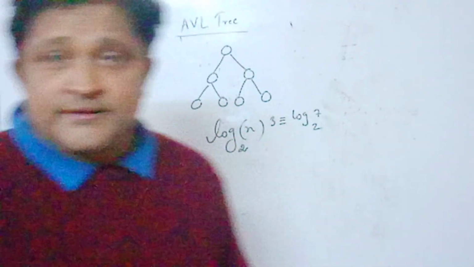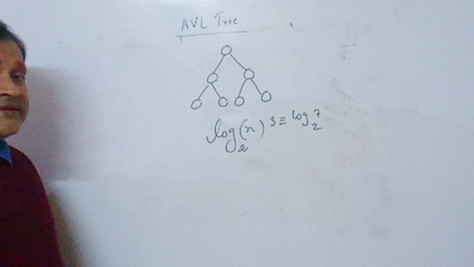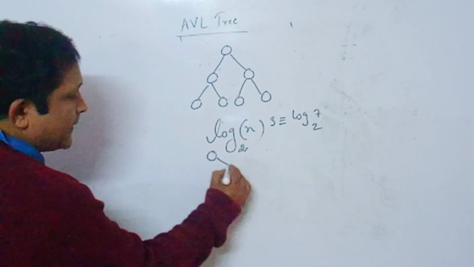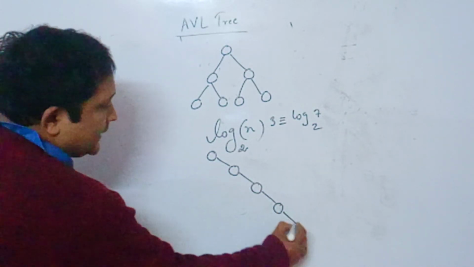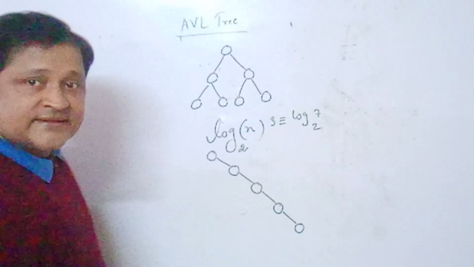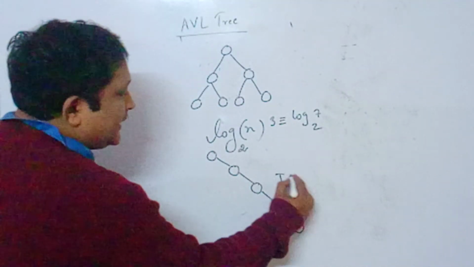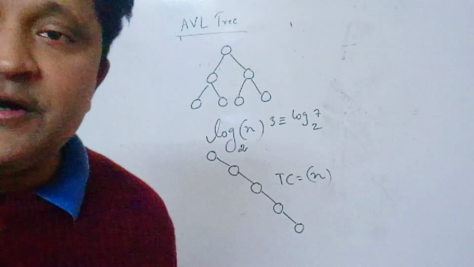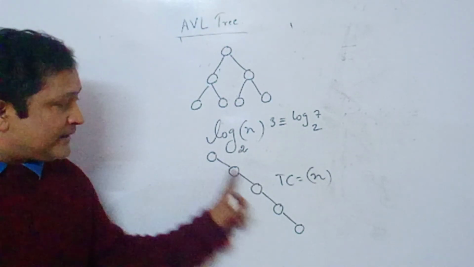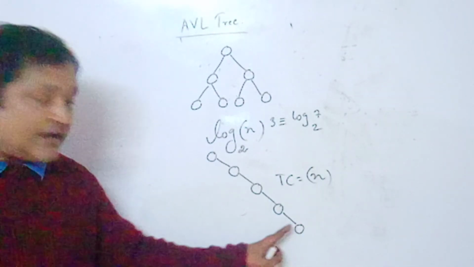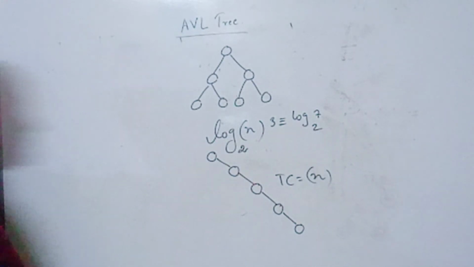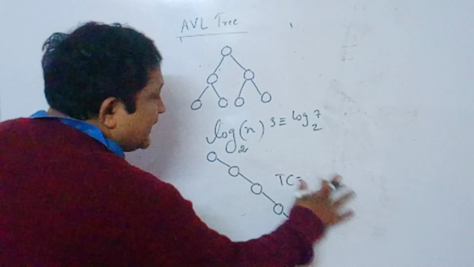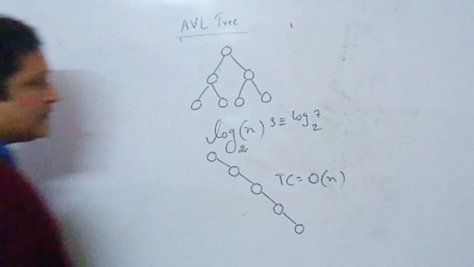In the worst case, what will happen? The time complexity is much more. In a binary search tree with n nodes, in the worst case the time complexity is equal to n itself, order of n, because it has to traverse all the n nodes to reach the last level's node. So the height of the tree and the time complexity to reach the last level is order of n. This is the worst case.